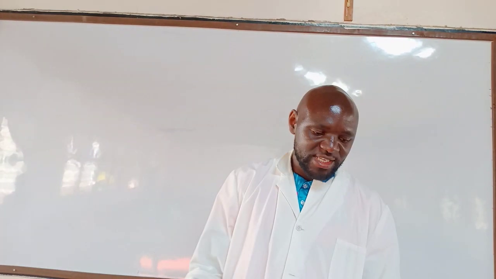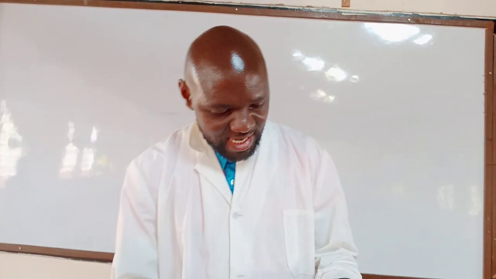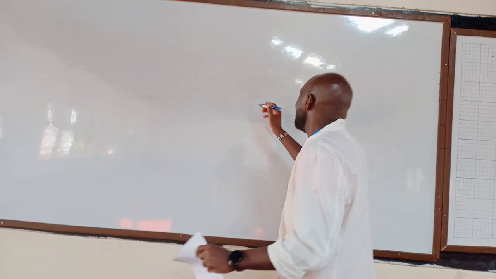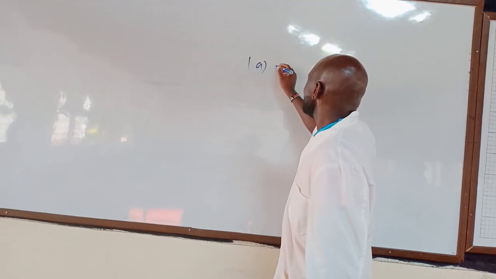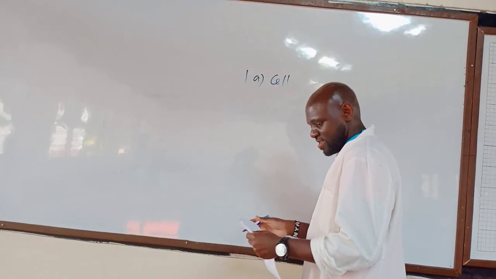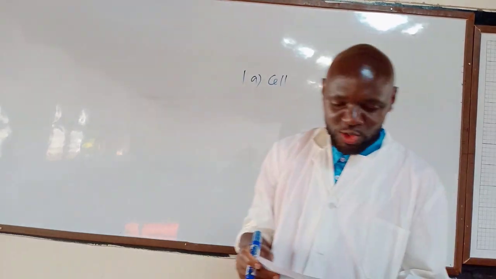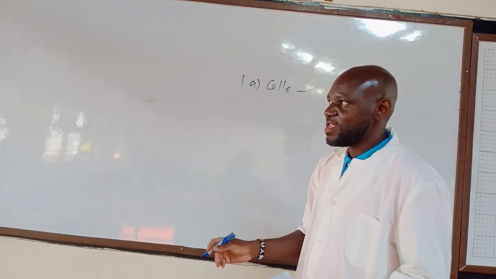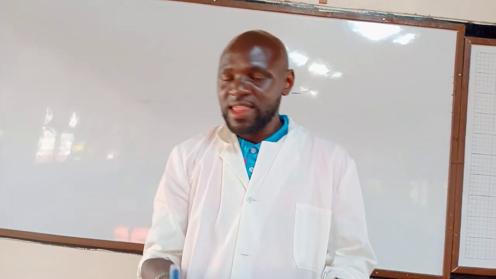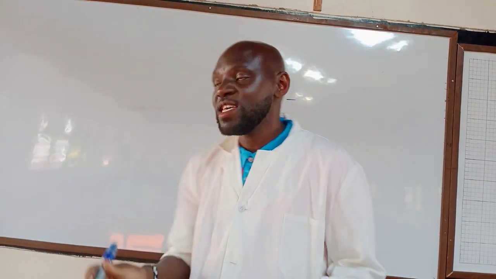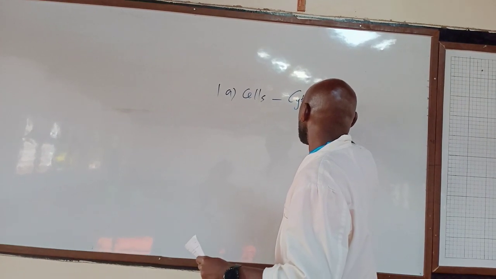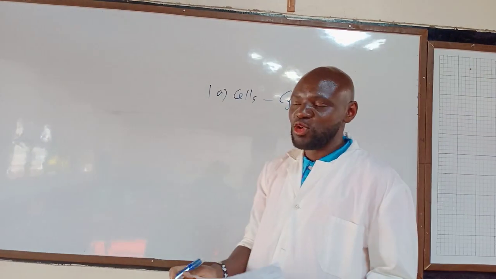The first question says, state the name given to the study of cells. We said that the branch of biology that deals with study of cells is called cytology. So the correct answer is cytology.